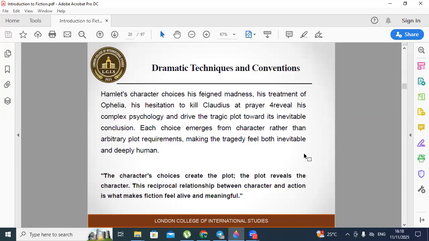This makes the tragedy feel both inevitable and deeply human. Notice the reciprocal relationship. Character creates plot, and plot reveals character. Hamlet's contemplative nature causes hesitation, creating the extended plot, the plot's complications, the play within a play. Ophelia's madness and the final duel reveal different facets of Hamlet's character. This reciprocal relationship is what makes fiction feel alive and meaningful.